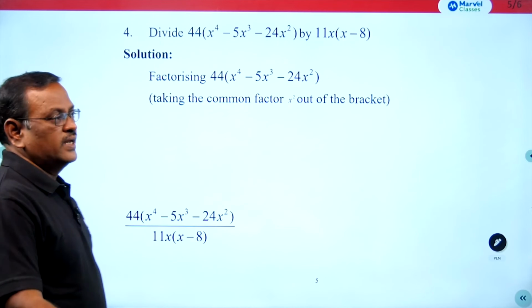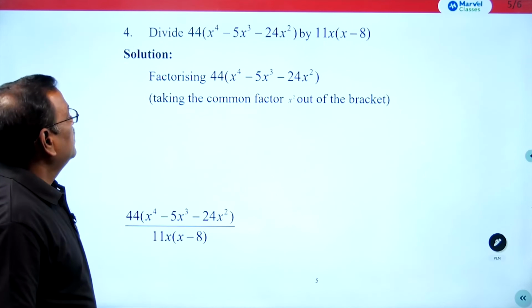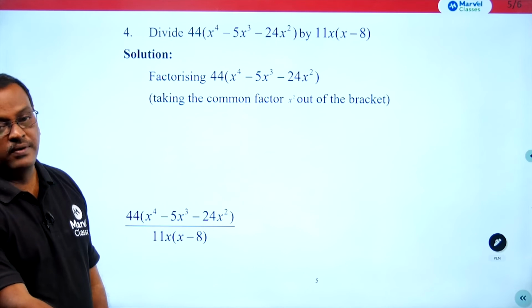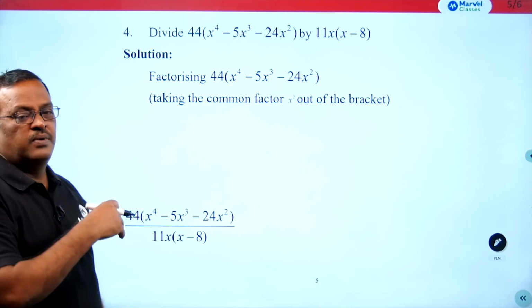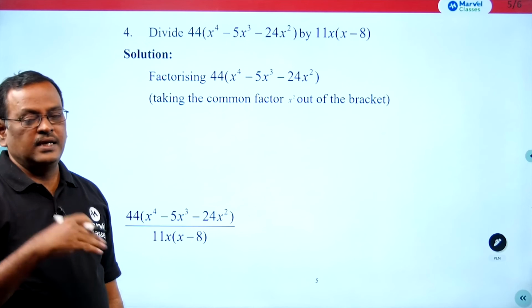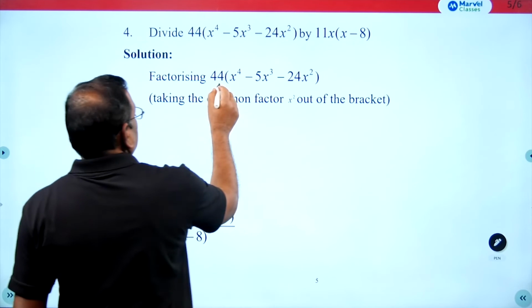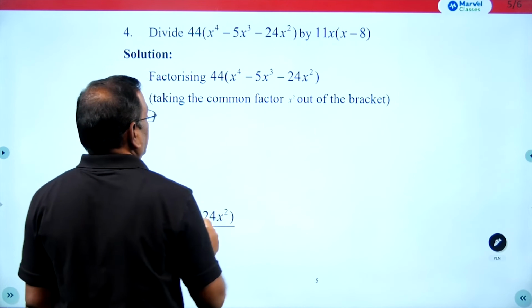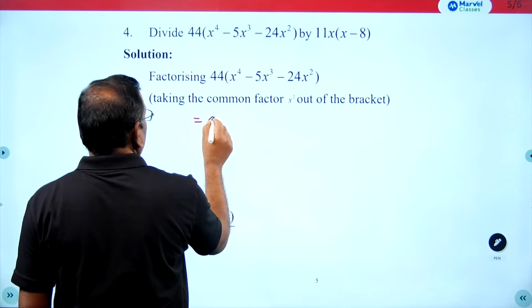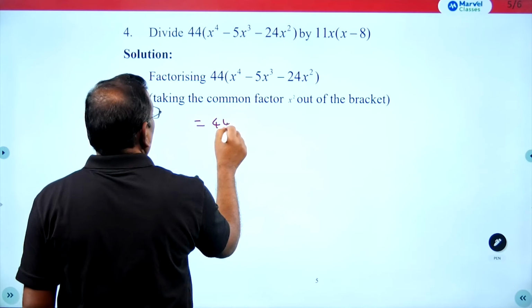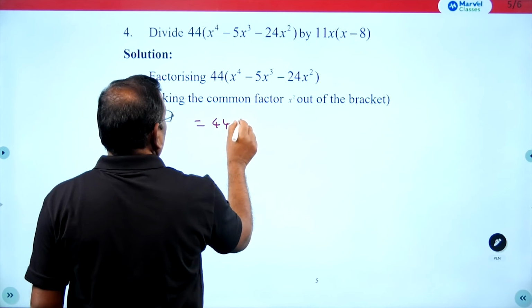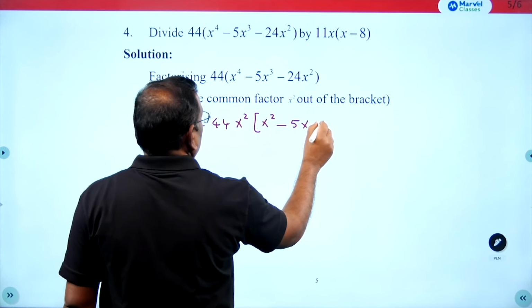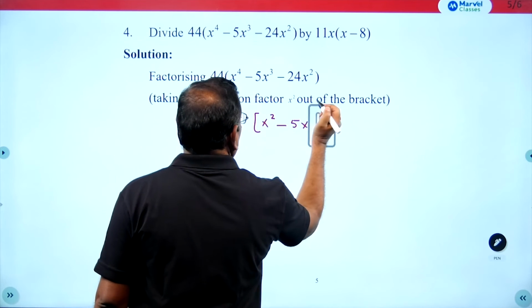Polynomial, one of the very important and tough examples. Here it is polynomial by binomial, but the power is 4. First take the numerator, simplify using the suitable concept and then divide. So factorizing 44x power 4 minus 5x cube minus 24x square, taking the common factor x square. The numerator becomes 44x square into x square minus 5x minus 24.